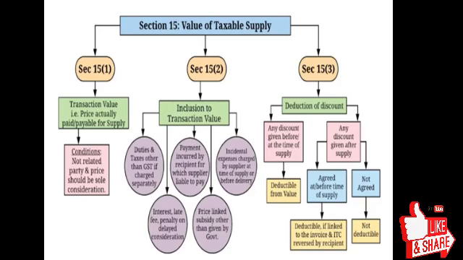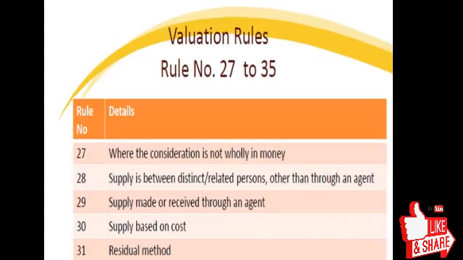But there are various other situations which do not fulfill these two basic conditions. Now in that scenario, there are various rules which have been framed by GST. The different valuation rules start from rule number 27 and go up to rule 35. So in today's lecture, I have tried to cover just the 5 basic rules, that is rule number 27, 28, 29, 30 and 31. So without wasting time, let us move on to rule number 27.